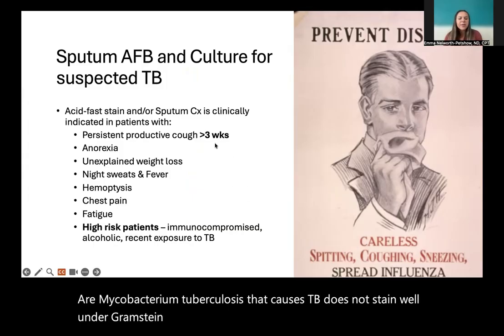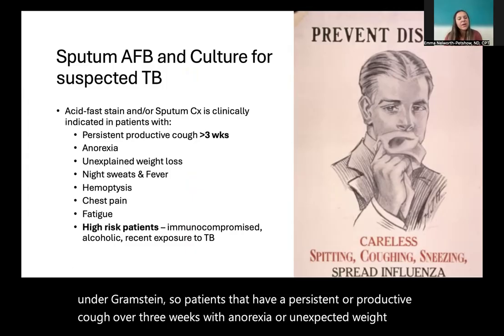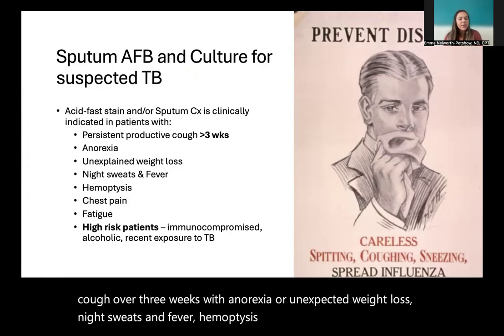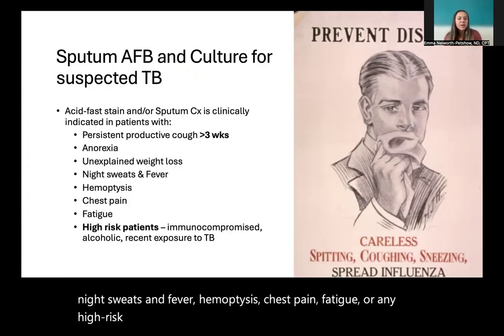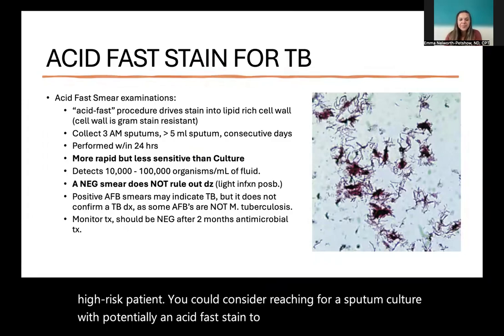So patients that have a persistent or productive cough over 3 weeks with anorexia or unexpected weight loss, night sweats and fever, hemoptysis, chest pain, fatigue, or any high-risk patient, you could consider reaching for a sputum culture with potentially an acid-fast stain to diagnose TB.